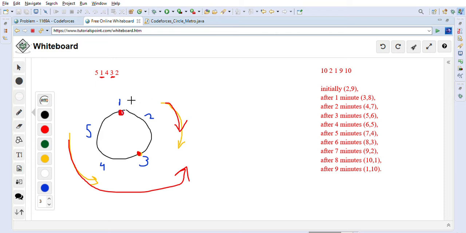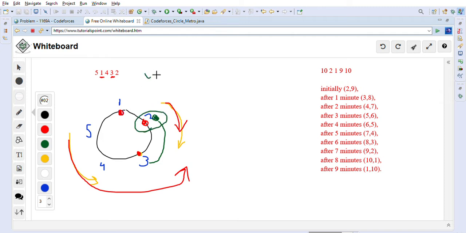So for example, after 1 minute, the train of Daniel, this first person, will reach here, because it is going in this direction. And in the opposite direction, Vladi's train will reach again at 2, right? His train is also reaching at 2. So both are reaching at the same station at the same time.